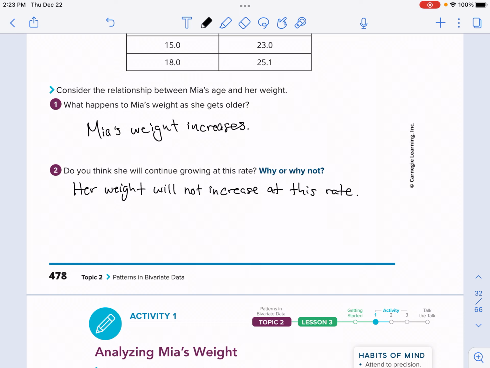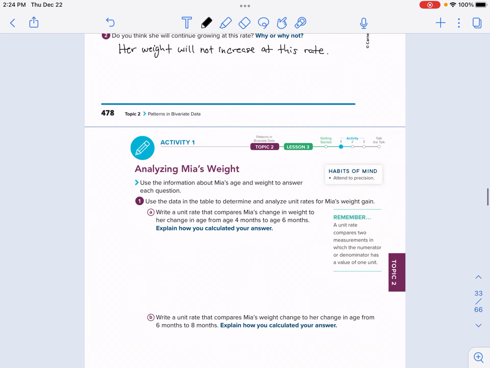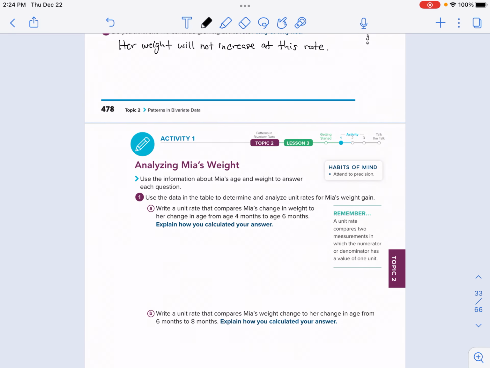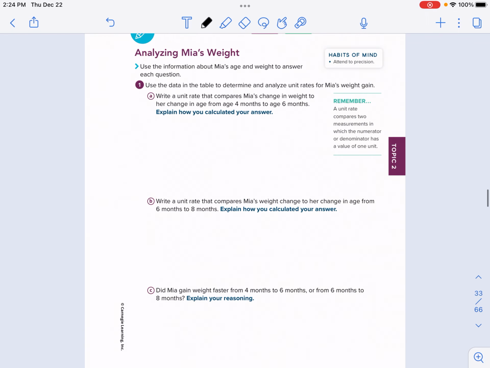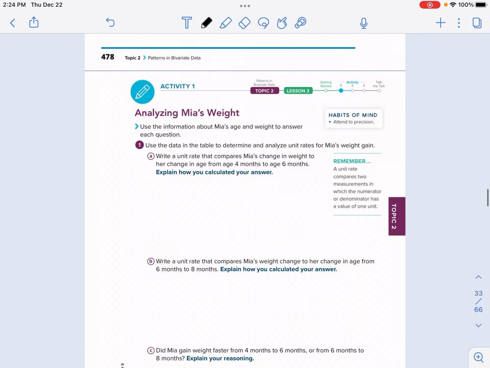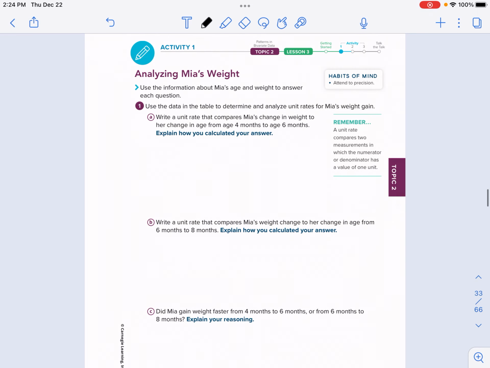At a certain point, it does kind of level off. So it should level off when she's fully grown. It kind of plateaus at a certain weight. At a certain age, you kind of stagnate. Anyways, we're going to be referring back to this a little bit later, but let's go into the next page, 479 on activity 1 of 2.